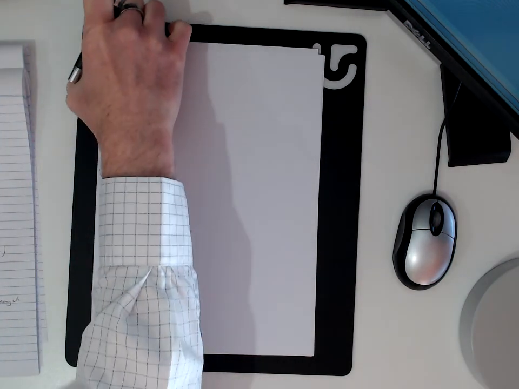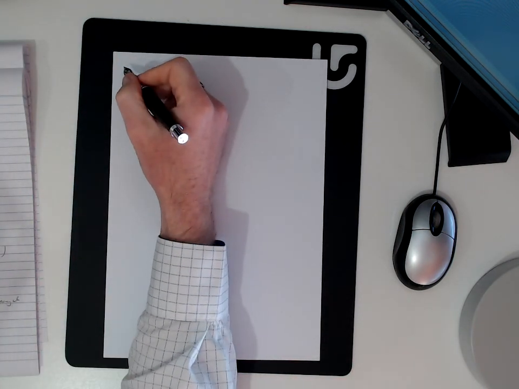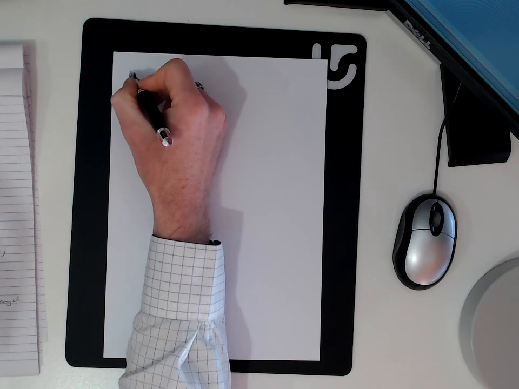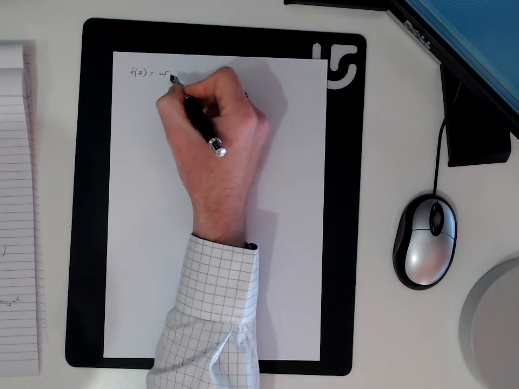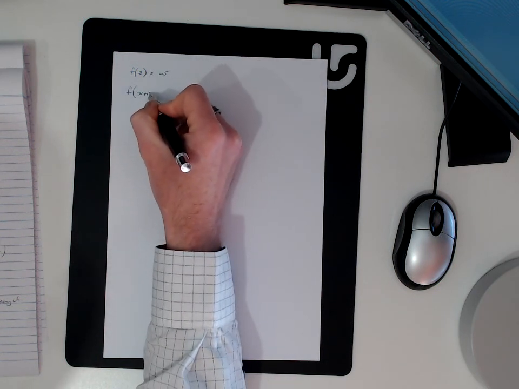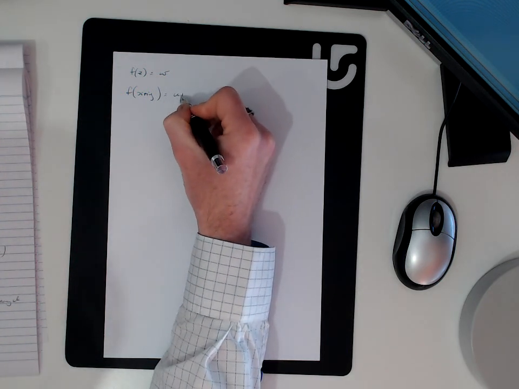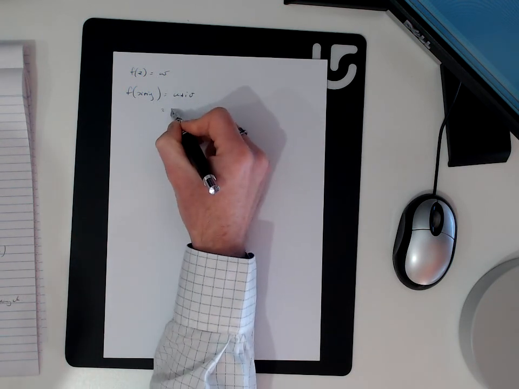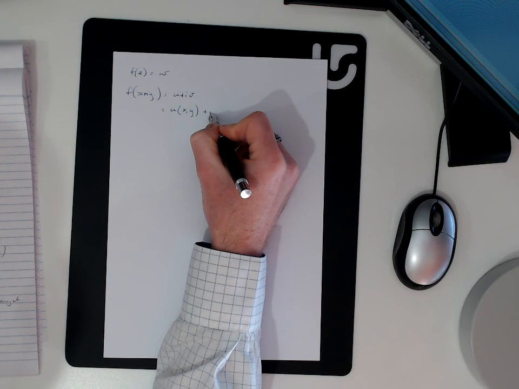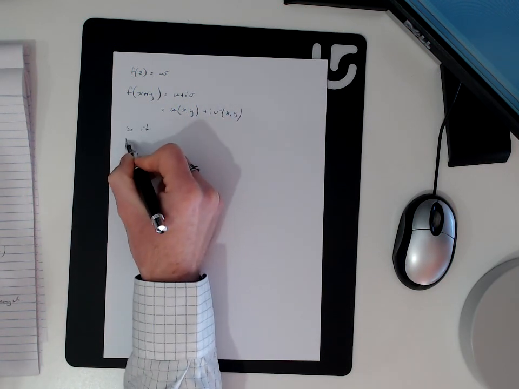There's another result which is very useful, and it's worthwhile just thinking about this a little bit. So we can write f of z as w. So this is f of x plus iy is equal to u plus iv. U and v depend upon x and y, so we can write this down as u of x, y plus i v of x, y.